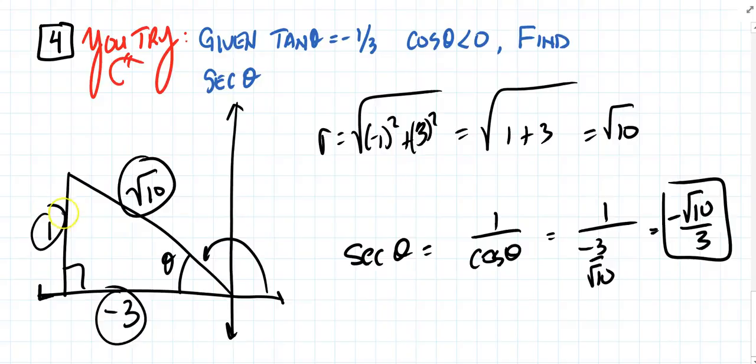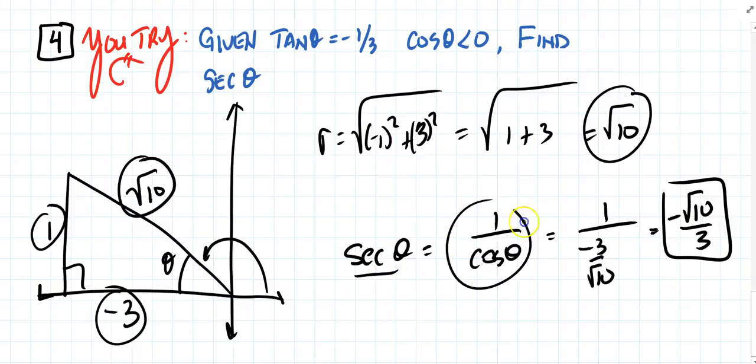So I know that the 1 has to be here and the negative 3 has to be here. Therefore, I can figure out my value of r by taking the square root of negative 1 squared plus 3 squared. So I get the square root of 10. And the secant is 1 over the cosine, which is 1 over negative 3 over root 10, which is negative root 10 over 3. Hopefully that makes sense to you guys.